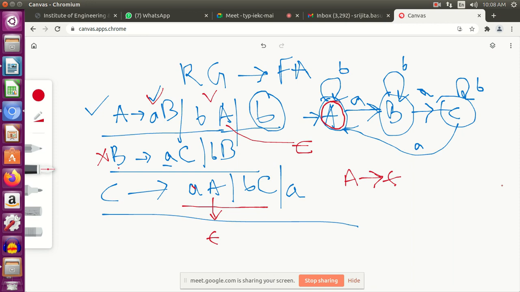Yes, ma'am. Okay. So, if you want to check this for left linear grammar, please do it yourself. If you find any problem in understanding, you can ask me. I am not showing it here.